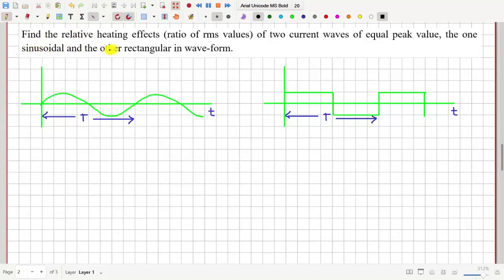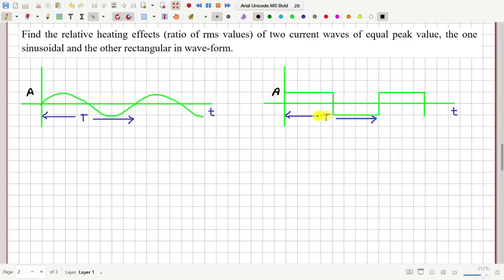Find the relative heating effects, that is the ratio of RMS values of two current waves of equal peak value. One of them is sinusoidal and the other is rectangular. So here I have a sinusoidal current waveform, and suppose this peak value is A. Here I have a rectangular waveform, and again this peak value is A.